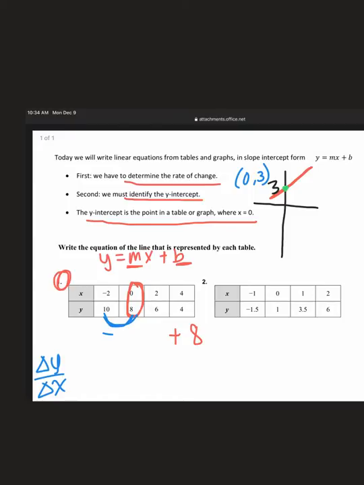Oh, I'm sorry. It's negative 2. It's negative 2, right? Come on. I can tell people aren't paying attention because nobody corrected me.